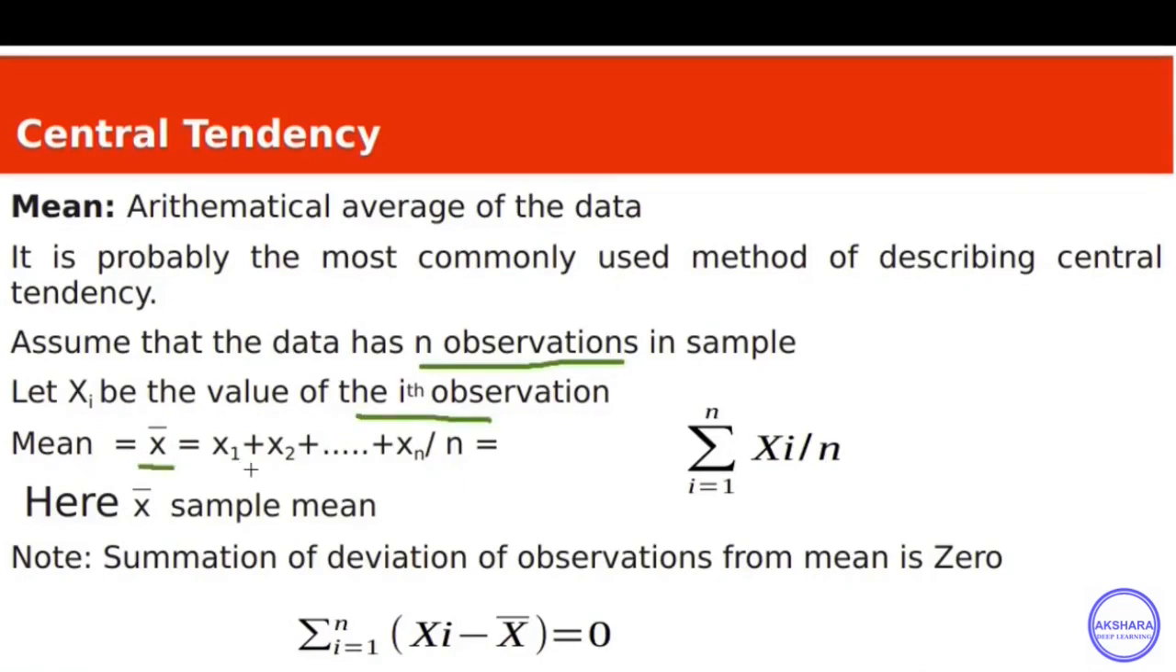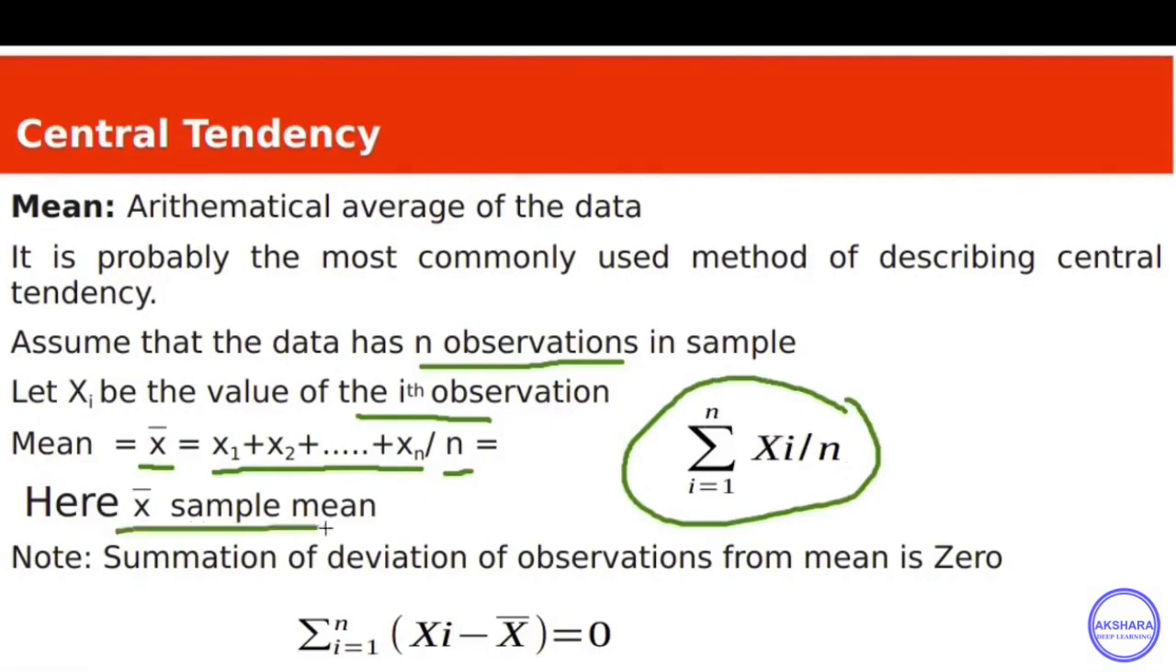Sample mean x bar equals the sum of all observations divided by the number of observations. This can also be written like this: summation from 1 to n of xi divided by small n. Here x bar is the sample mean. One important property of the mean is that the summation of deviations of observations from the mean is 0. If you add the deviations of observations from the mean, it will be 0. We will use this property in some proofs.